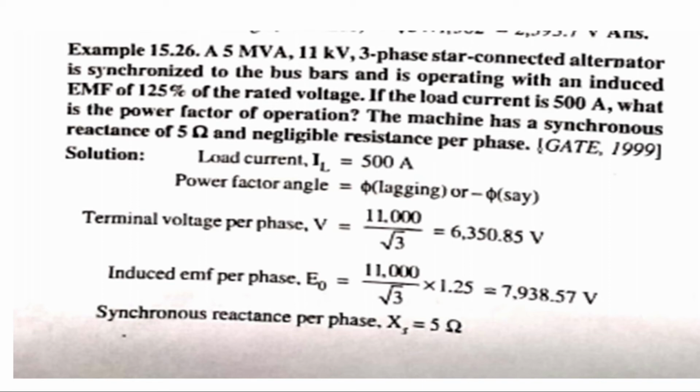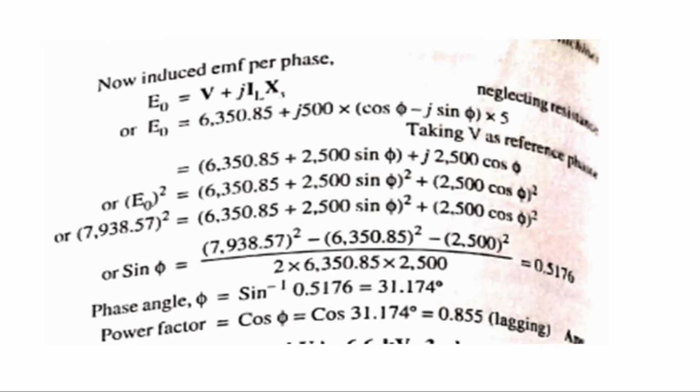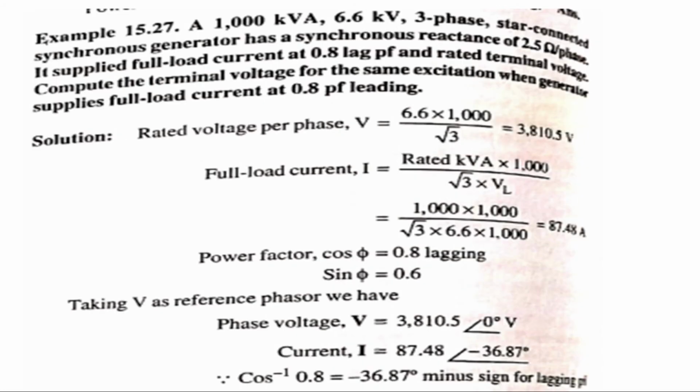So IL is 500 amps, power factor angle is phi. Lagging, if it is lagging, take it as minus phi, and terminal voltage per phase is 11 into 10 power 3 by root 3, and E naught is 11 into 10 power 3 by root 3 into 1.25. Xs is given as 5 ohms. So substitute all the values in E naught and we are going to get the value of phi is equal to sine inverse of 0.5176, and cos of this value will be giving us the power factor, that is 0.855 lagging.